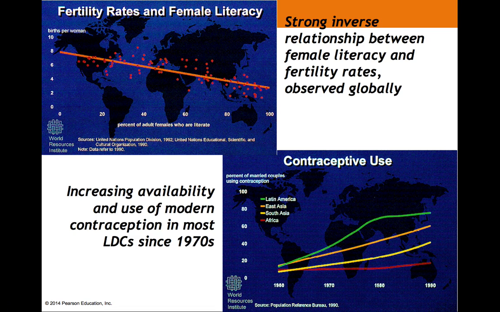So these are two very good graphics for you. We see that there's a strong inverse relationship between female literacy and fertility rates. And here we see the percent of adult females who are literate. If you have 0%, then those women are more likely to have a higher fertility rate of up to 8. And then as we look down, it decreases.